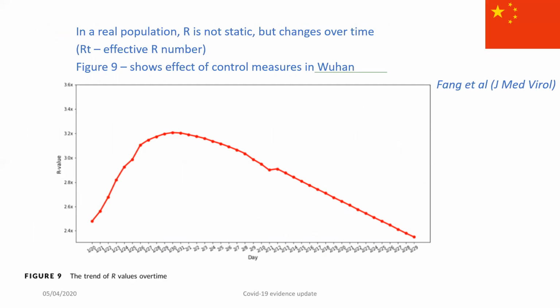Here is a modeling study by Prof. Yaking Fang from the School of Public Health in Guangzhou, showing the change in reproduction number over time, modeled from a real population in China. The change is as a result of the control measures put in place by the Chinese government after the 23rd of January, which I will discuss in more detail in a later talk.